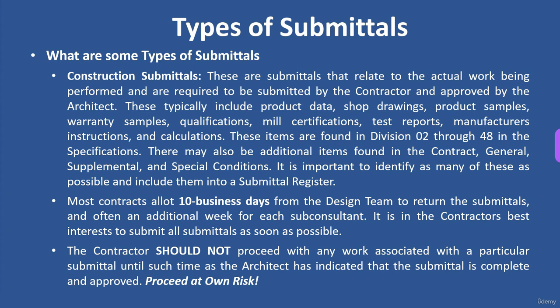These are submittals that relate to the actual work being performed and are required to be submitted by the contractor and approved by the architect. Again, these typically include product data, shop drawings, product samples, warranty samples, qualifications, mill certifications, test reports, manufacturer instructions and calculations, all kinds of stuff. These are identified in divisions 2 through 48. This is your technical spec. There may also be additional items, again, found in the contract or your general and supplemental conditions. So it's important to identify these as well, and they should go in the submittal register, which we'll talk about as we go along.